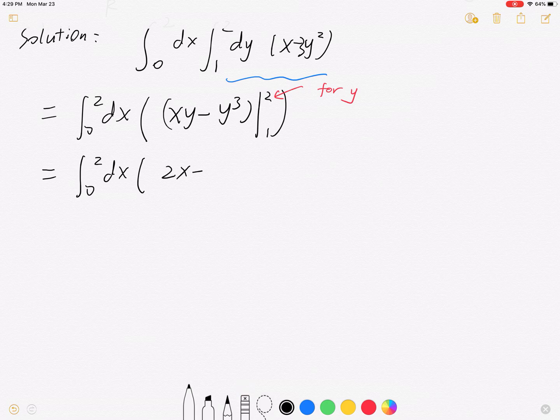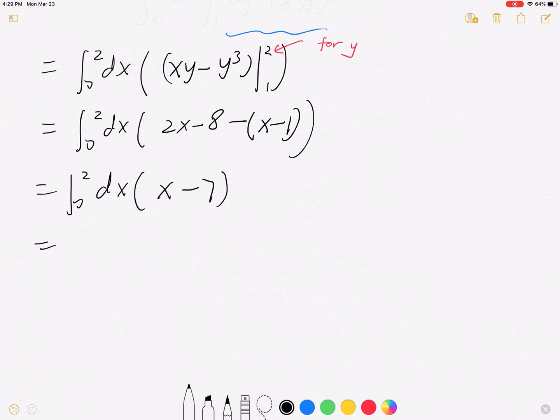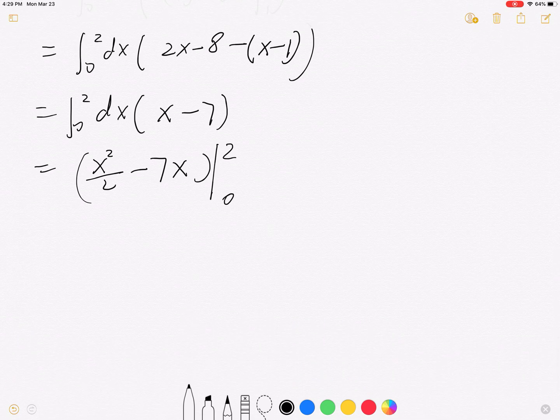So 2x minus 8 minus x minus 1. So this is the integral from 0 to 2 of (x minus 7) dx. And then you have x squared divided by 2 minus 7x, from 0 to 2. So what is the answer? This is 4 divided by 2 minus 7 times 2. So it's negative 12.